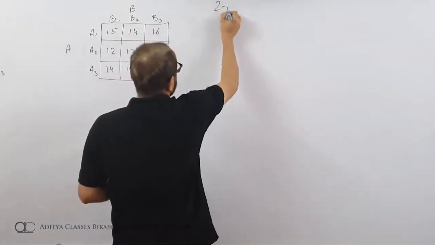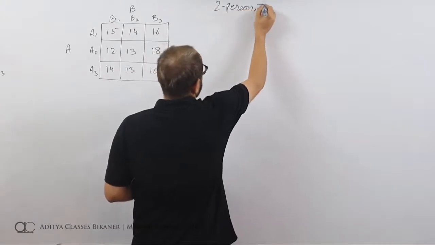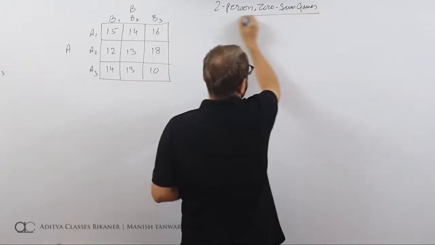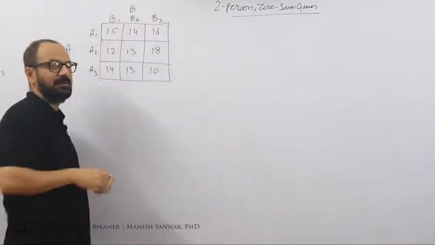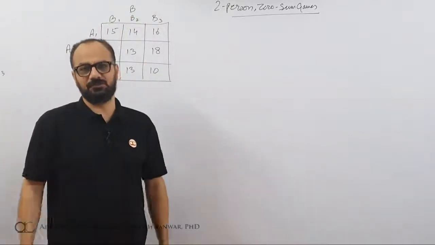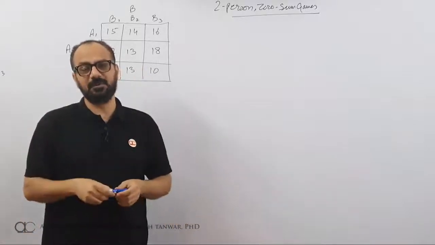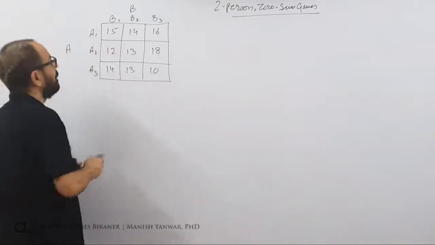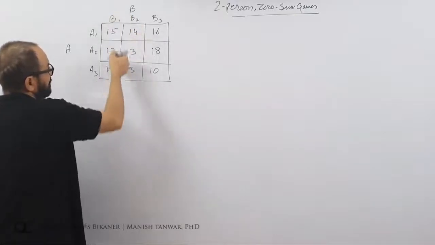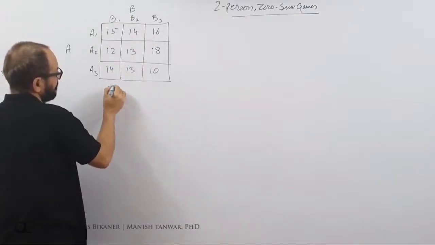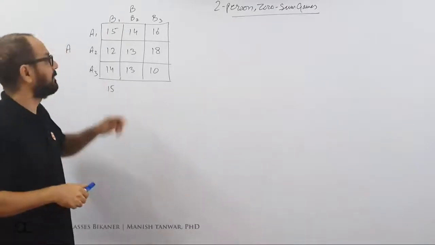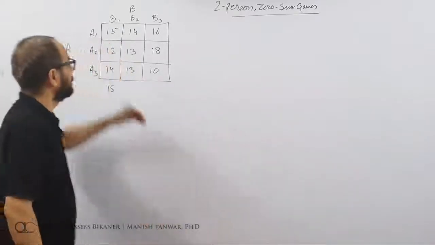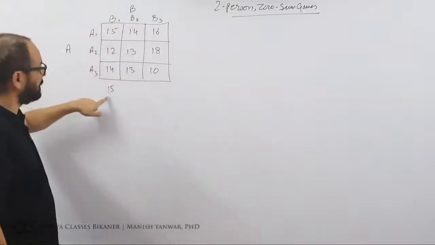We are discussing two-person zero-sum games. So, I being the column player, I being B, I very well know that A is here to give me a loss, and not only a loss, but the maximum loss. So, A will ensure that maximum losses happen to me. What is the maximum loss that I can have in the B1 strategy? Maximum loss is 15. So, if I say that I will be going with strategy B1, A will ensure that I get a maximum loss of 15.